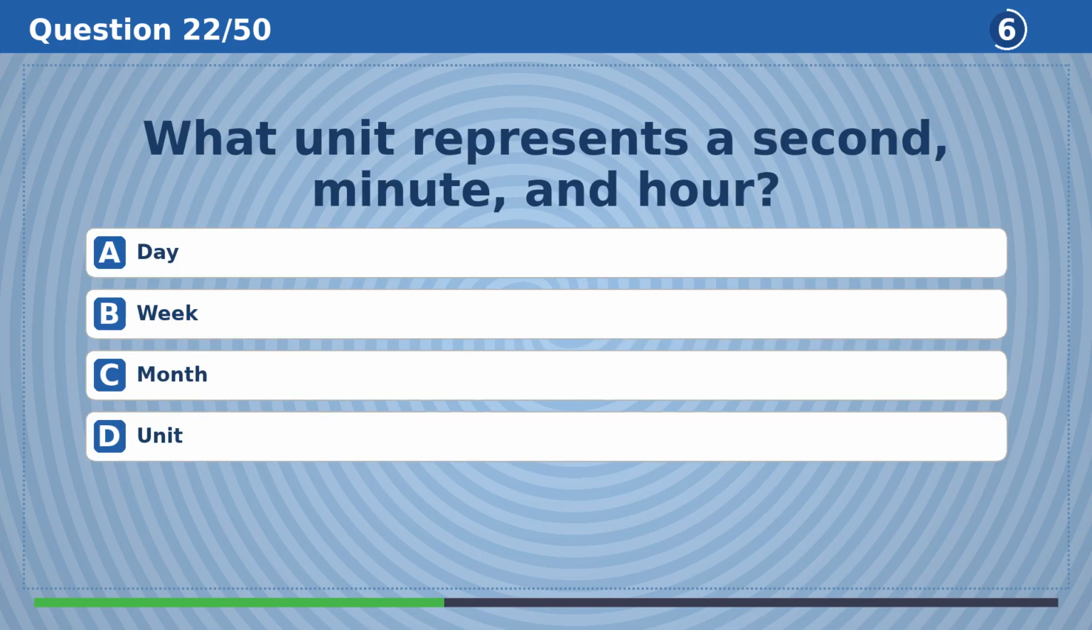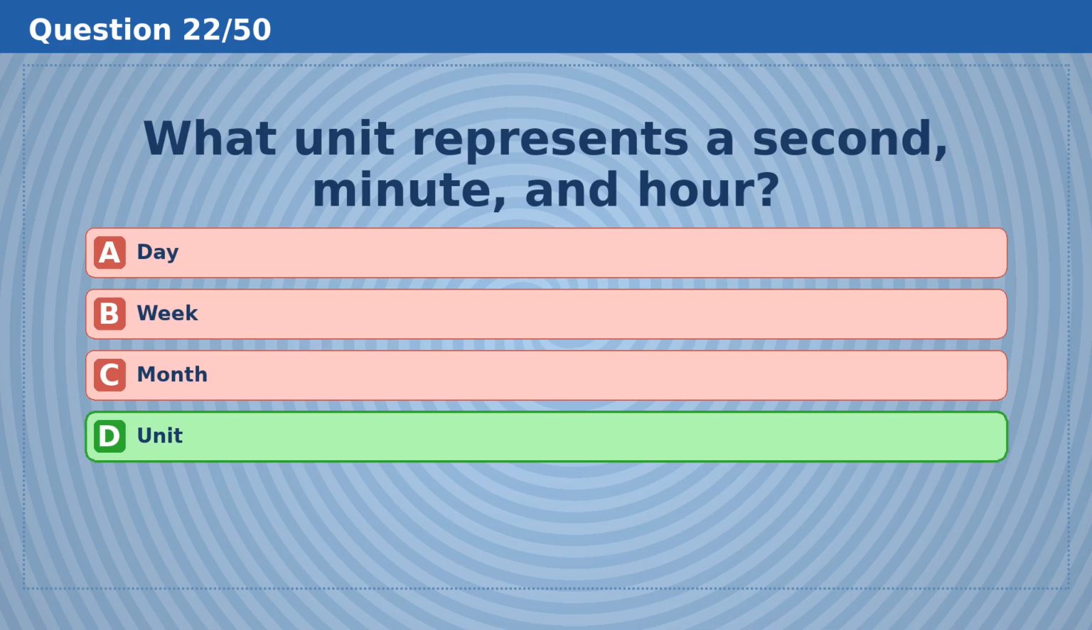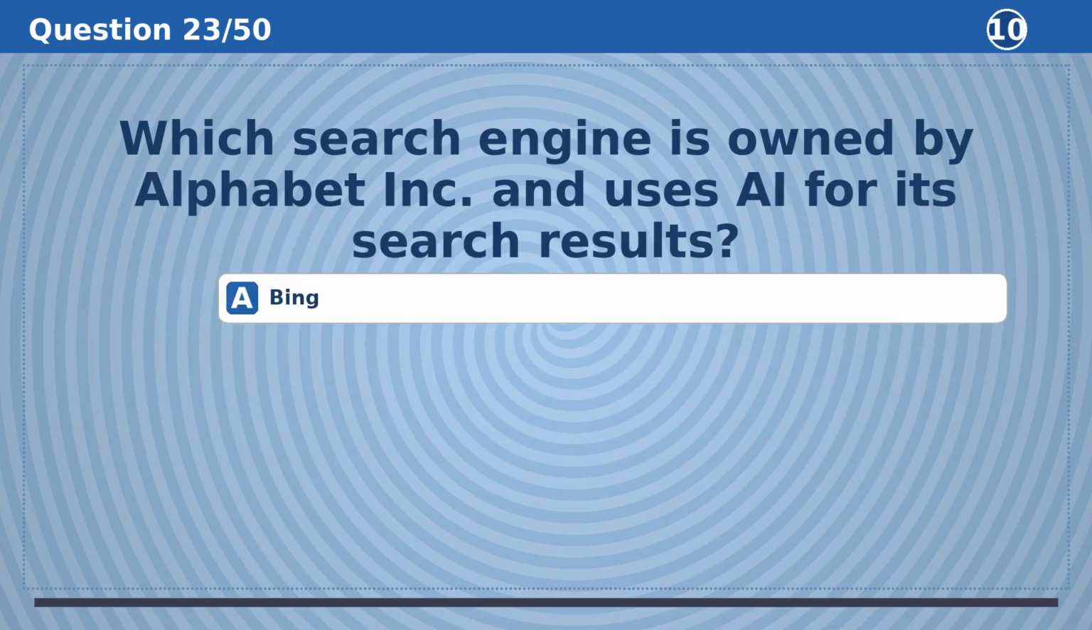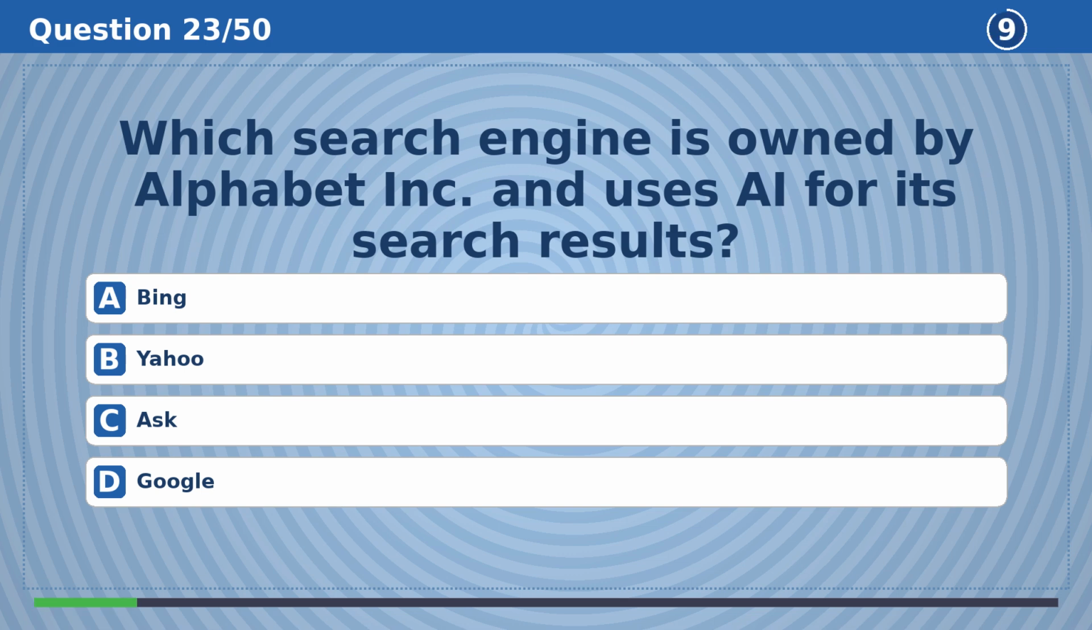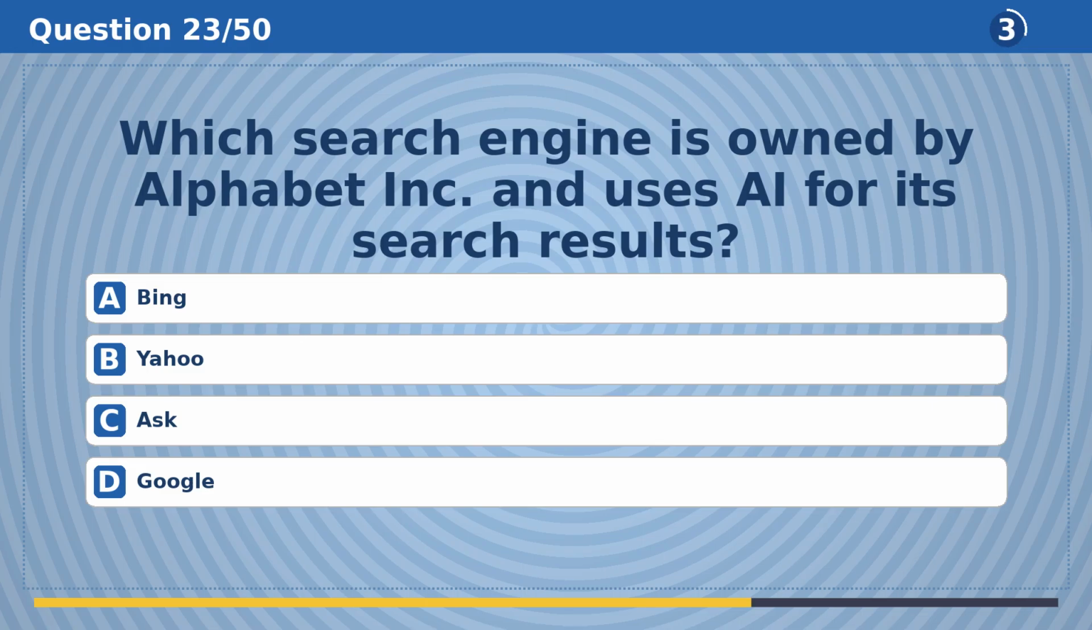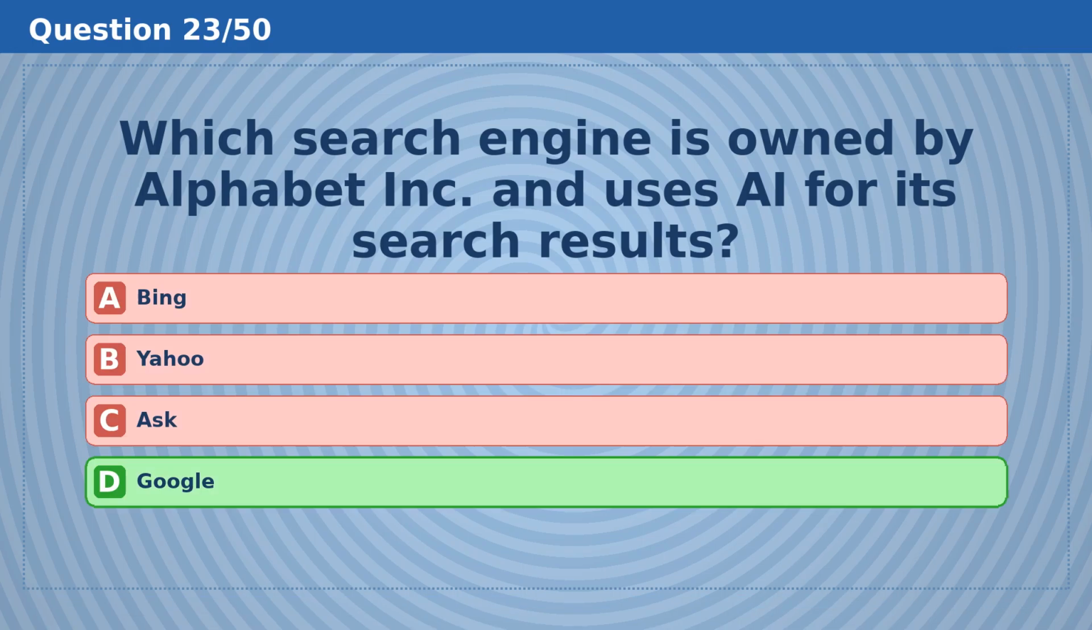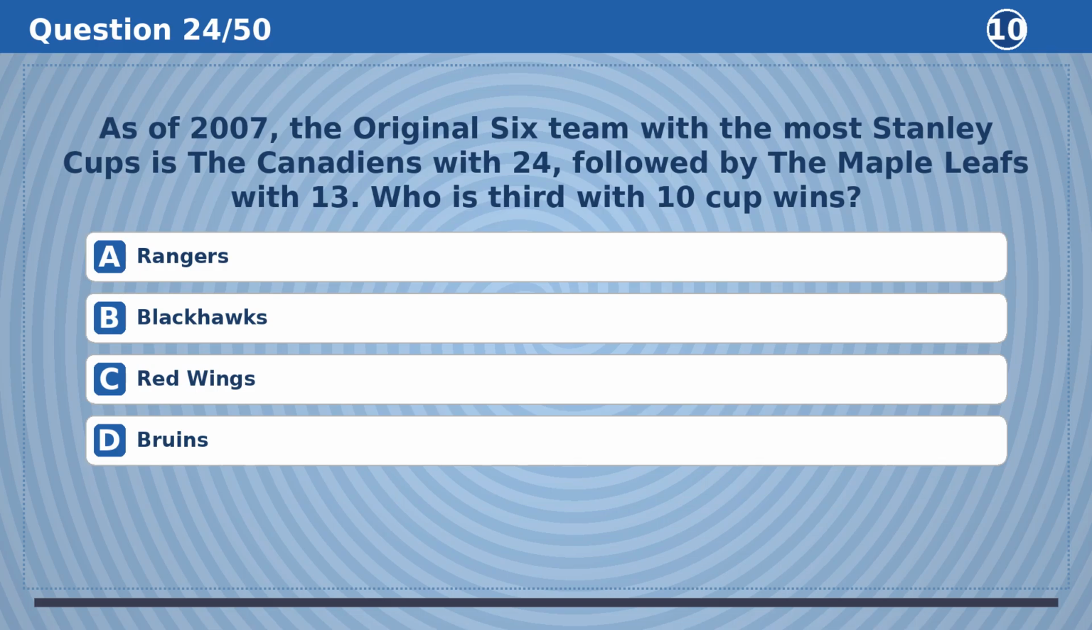What unit represents a second, minute, and hour? The answer is D, unit. Which search engine is owned by Alphabet Inc. and uses AI for its search results? The answer is D, Google.